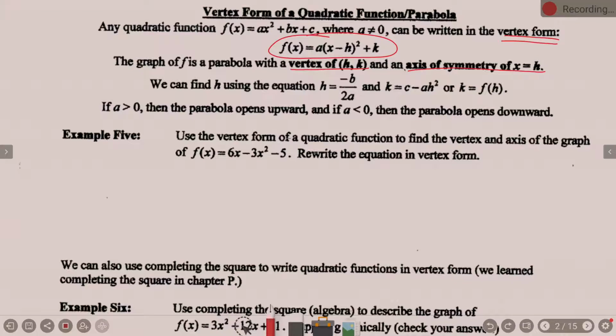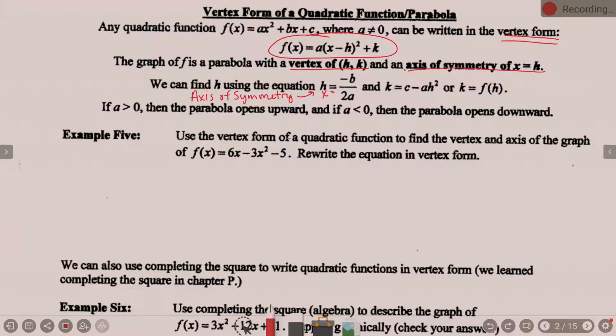Now, it gives us some options here. We can find h using the equation h equals negative b over 2a. So what this is saying is, when it says we can find h, this is what I call, when I taught it to you last year, the axis of symmetry formula. Okay? When we learn it in Algebra 2, instead of saying h equals, we say x equals negative b over 2a.